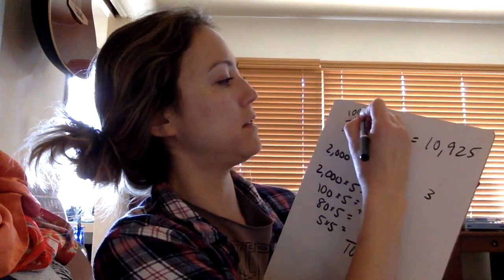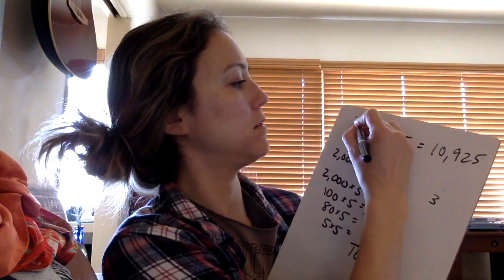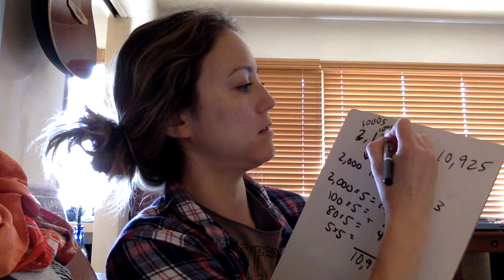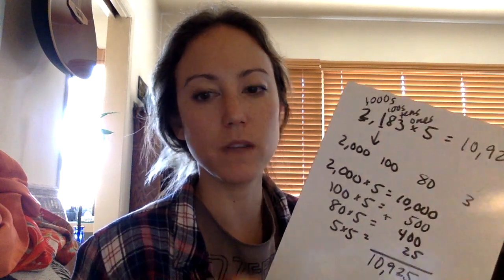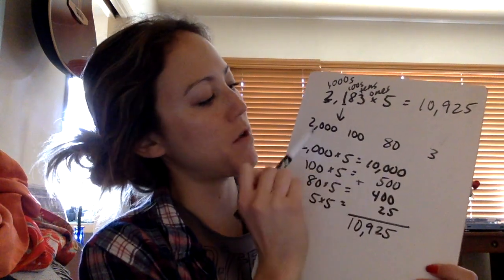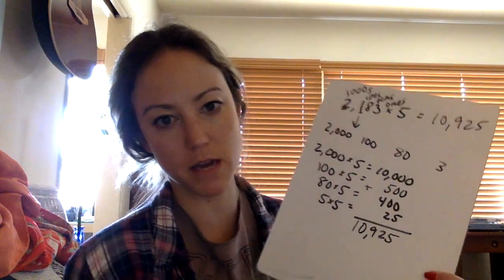In the thousands, the hundreds, the tens, and then the ones. And some of the problems will also have 10,000s and maybe even 100,000s, okay? And then after you break it apart in expanded form, you multiply each one times a single digit.